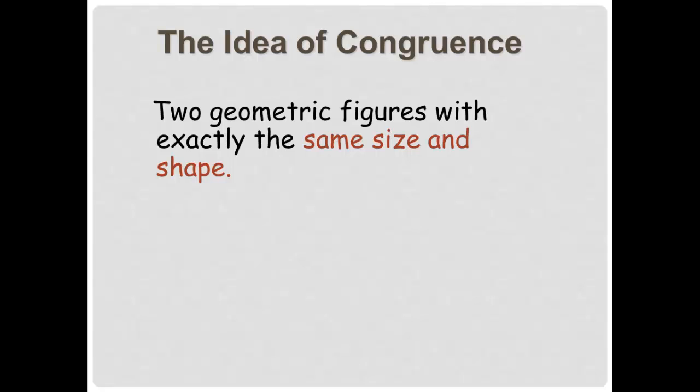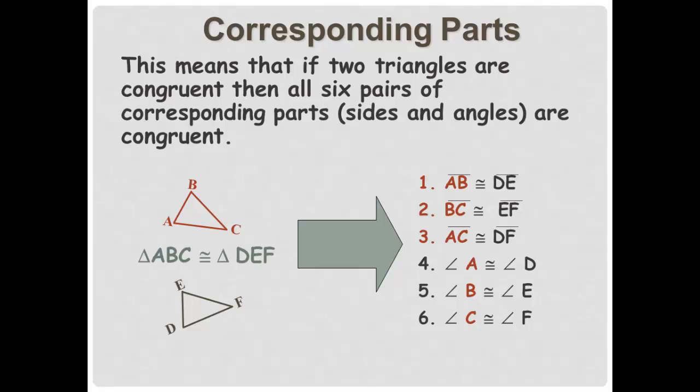Figures are congruent if they have exactly the same size and shape. We noticed this was true of figures that were translated, reflected, rotated, or glide reflected. If the two figures are congruent, then matching or corresponding parts must also be congruent. This can also be stated in reverse. If corresponding parts of two triangles are congruent, then the triangles are congruent.